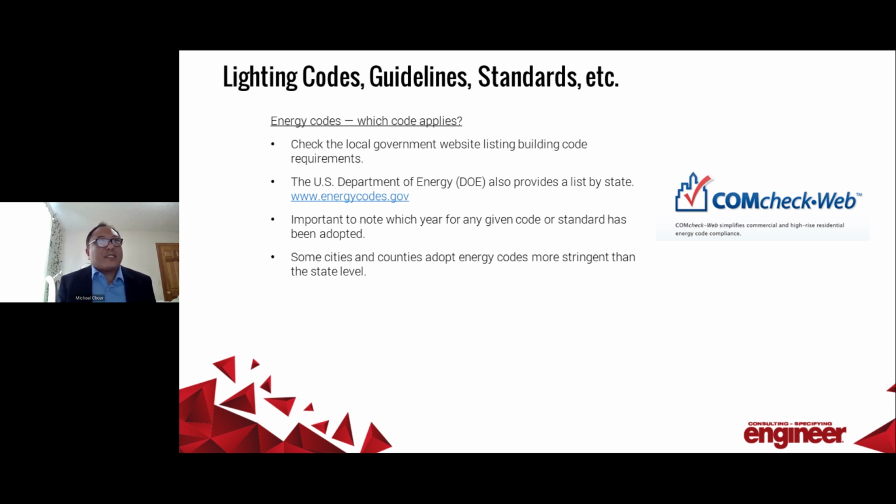So thanks, Tony. As we mentioned earlier, ComCheck is available from the Department of Energy, and if you go to energycodes.gov, that's a great resource. If you click on that link, it will take you to a website where you can enter the state that your project is in, and it will tell you the current year for ASHRAE 90.1 that applies, as well as the IECC. Now, some cities and counties adopt their own energy codes that may be more stringent than the state level. And Tony has an example that he would like to share.